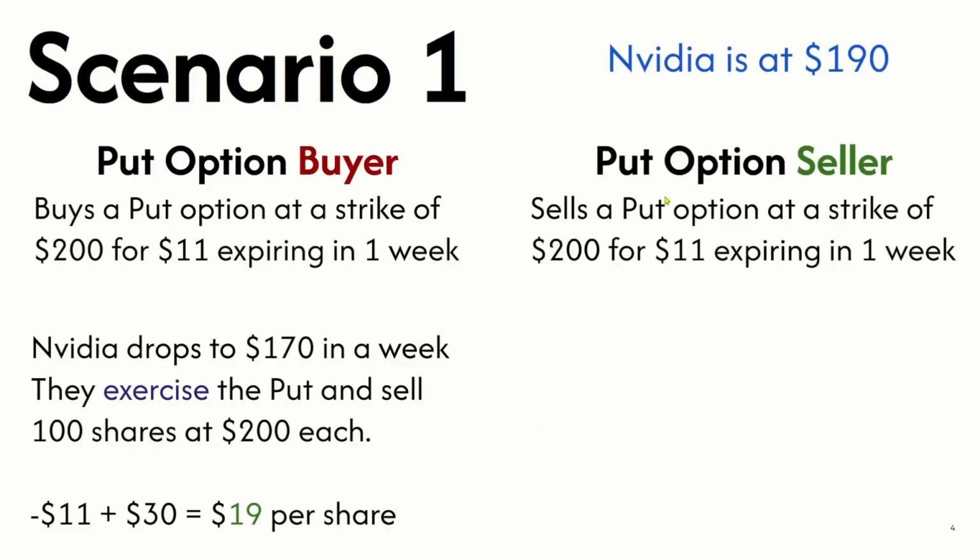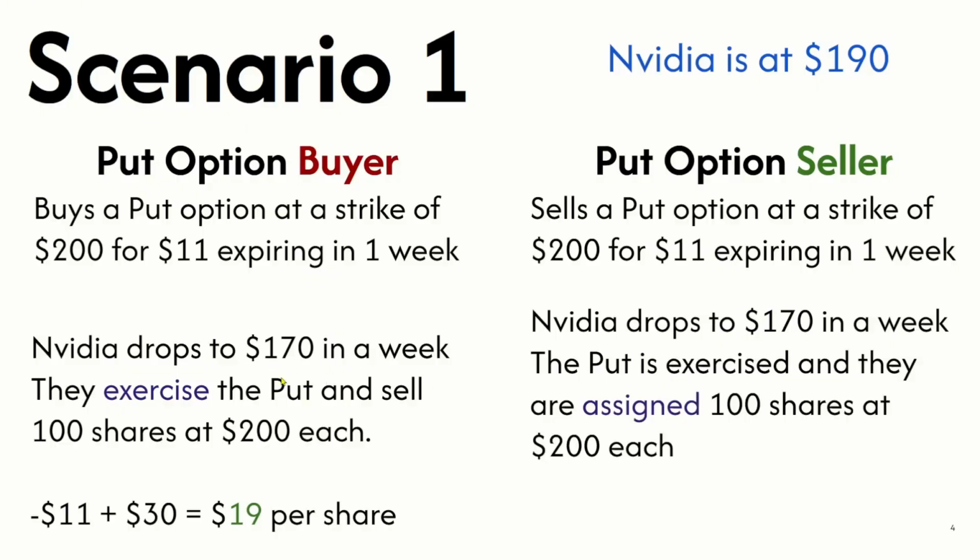Let's look at the other side of that trade. For every buyer, there's a seller. So the seller sold a put at a strike of $200 for $11, expiring in 1 week. So they received that credit of $11 up front, and they're hoping that the option either does nothing or it goes up. So NVIDIA drops to 170 in a week, same scenario.